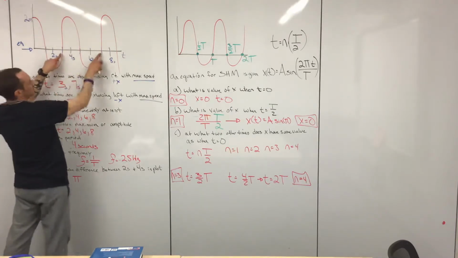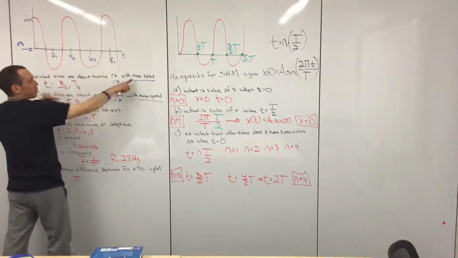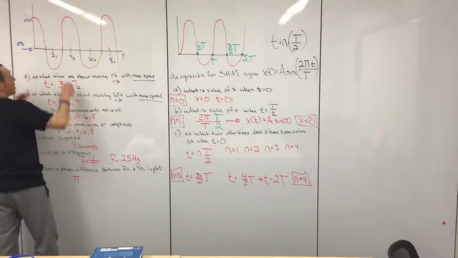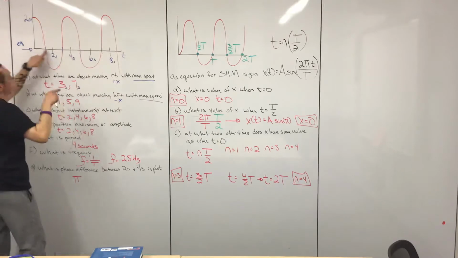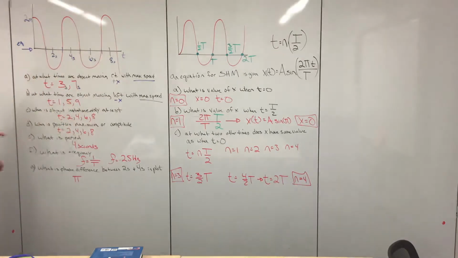At 3 and 7, the slope is positive, so we're moving to the positive x, or to the right. At 1, 5, and 9, the slopes are negative at that position, and so we know we're moving to the left with max speed.